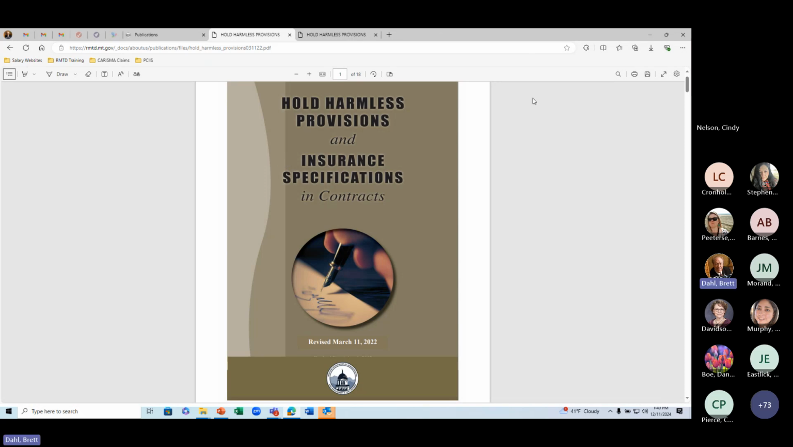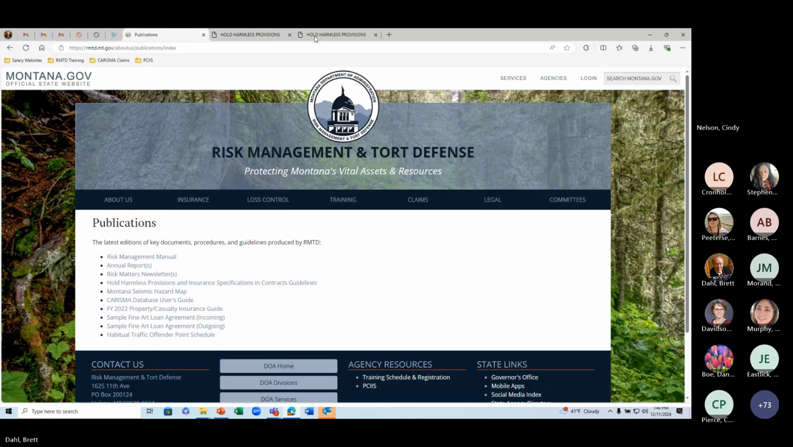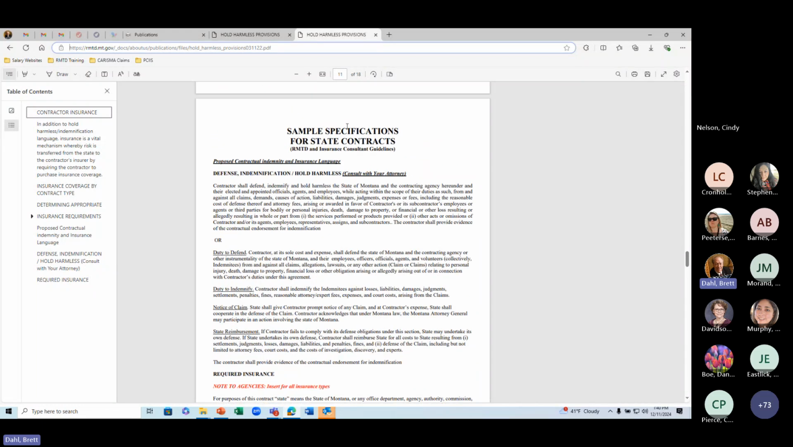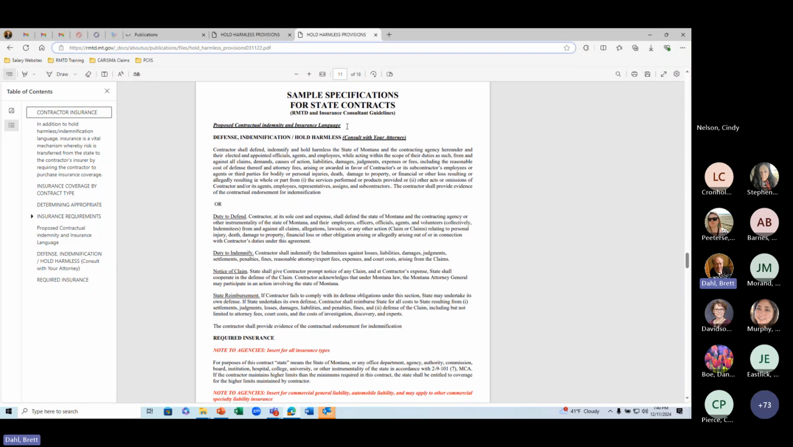And I need to move this box. Hold on. There we go. To page 9 of that document, sample specifications for state contracts.